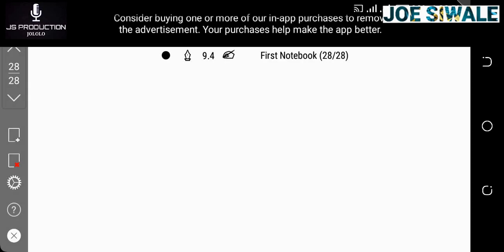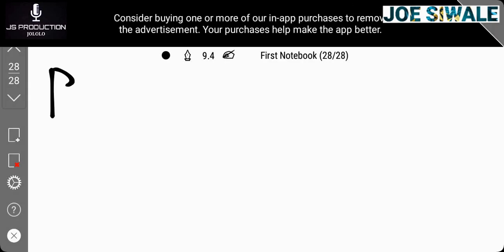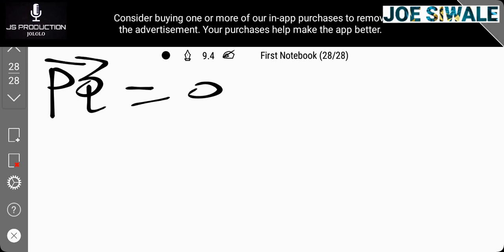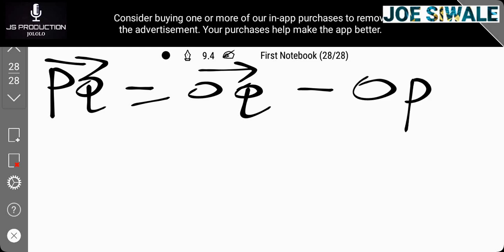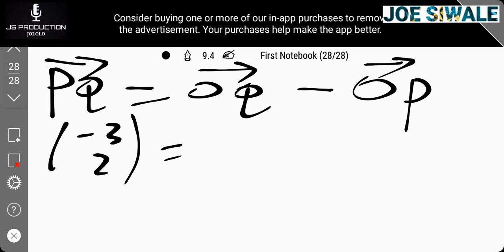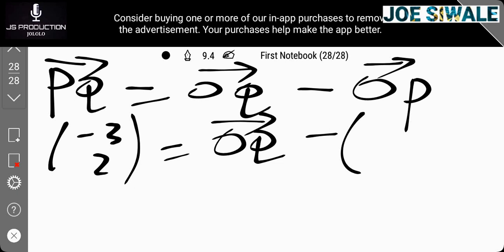So I can write the formula. I can say vector PQ is equal to vector OQ minus vector OP. So vector PQ, I know that it's (-3, 2), is equal to vector OQ, which I don't know and I'm trying to calculate, the coordinates of Q, minus vector OP, that's (1, 4).